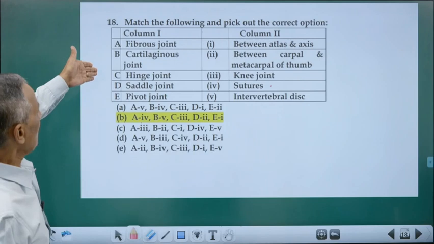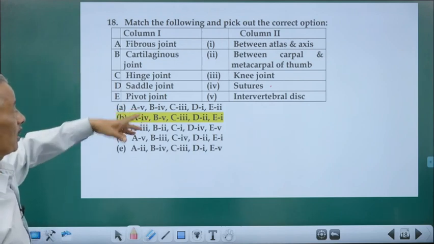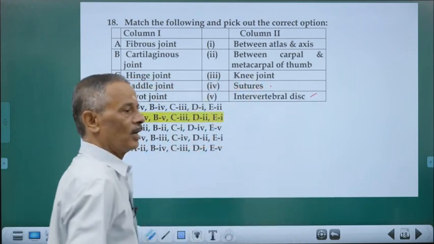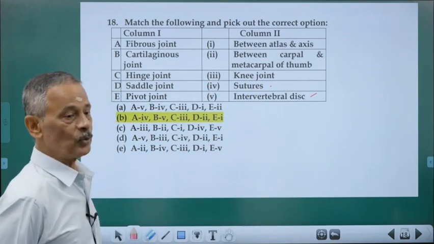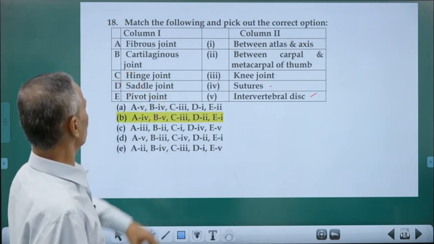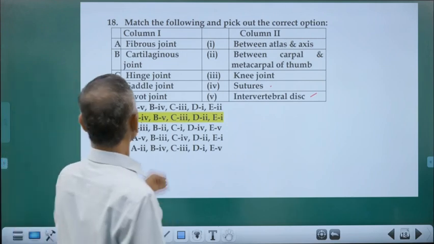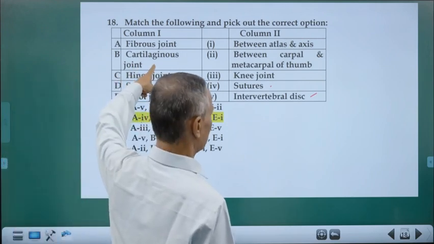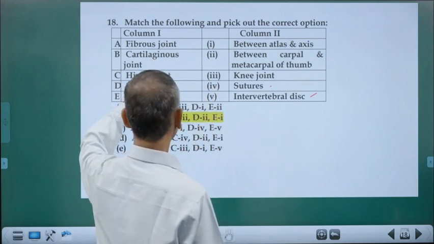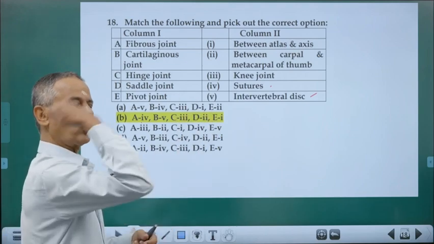Then what are cartilaginous joints? Slightly movable, as in the intervertebral disc. We have fibrous cartilages in between the two vertebrae. So it is the intervertebral disc, which is a typical example for the cartilaginous joint, which is also called amphiarthrosis. Hinge joint. Just like a hinge, they move only in one direction.